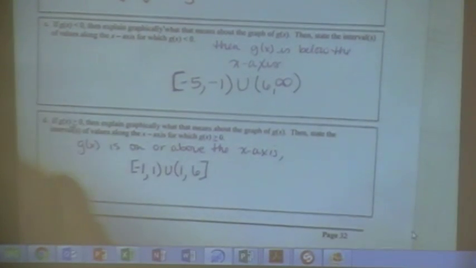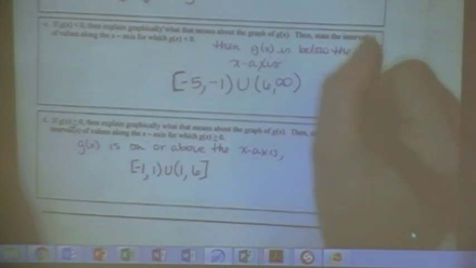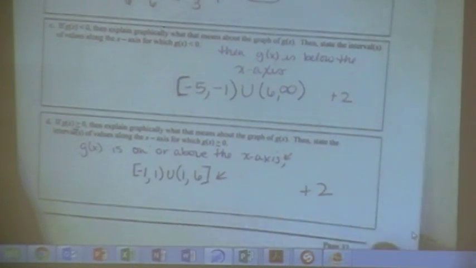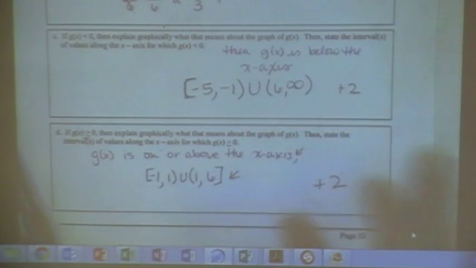Okay, I'm sorry, I didn't even tell you point values. This is worth 2, and this is worth 2. The statement is worth one thing, and the interval notation is worth 1 on both of these. So again, it's worth 9.